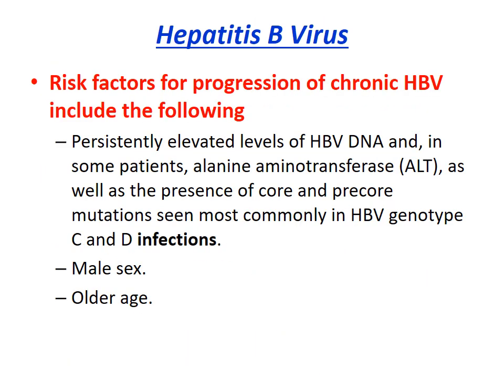Risk factors for the progression of chronic HBV include the following: persistently elevated levels of HBV DNA and, in some patients, alanine aminotransferase (ALT), as well as the presence of the core and the precore mutation, seen most commonly in HBV genotype C and D infections. And old age is also important in this case.